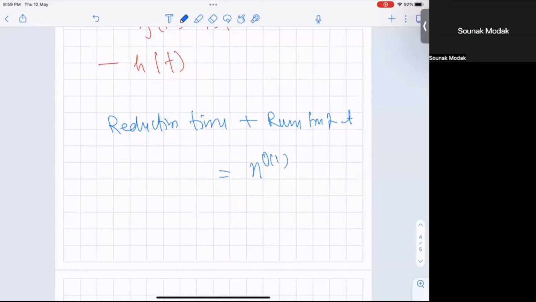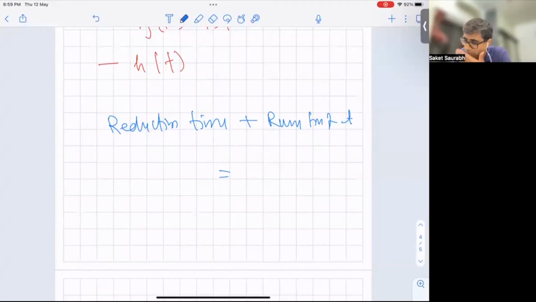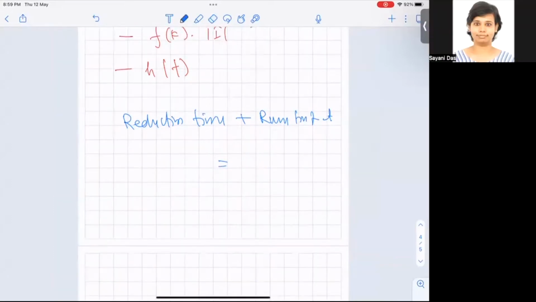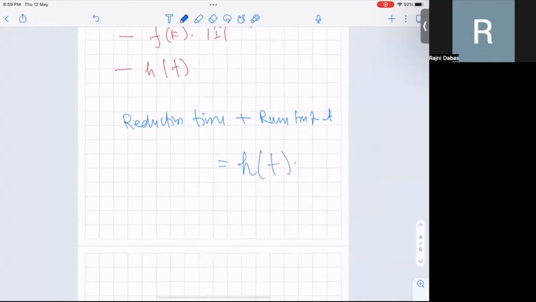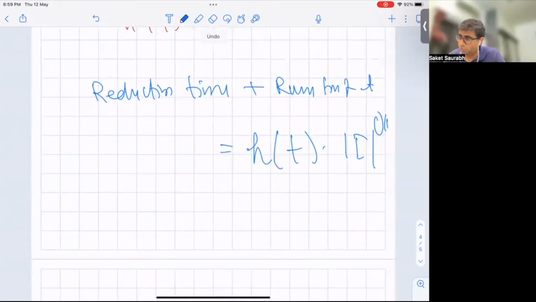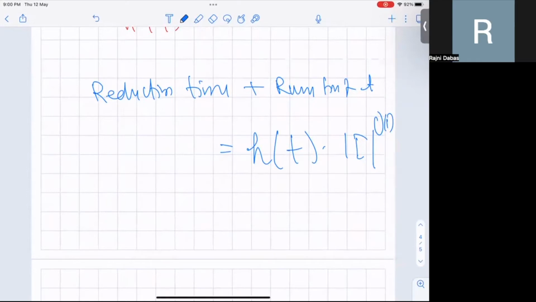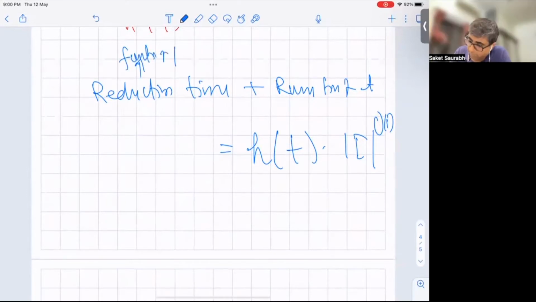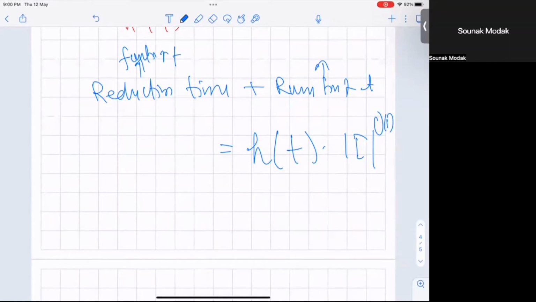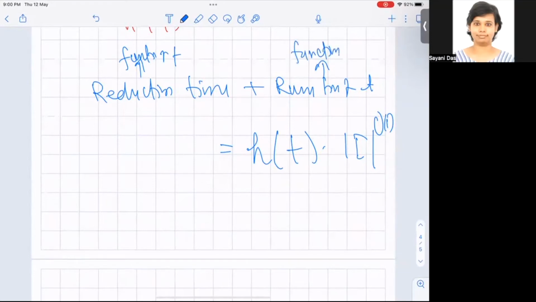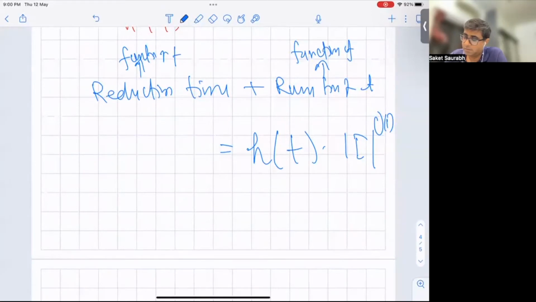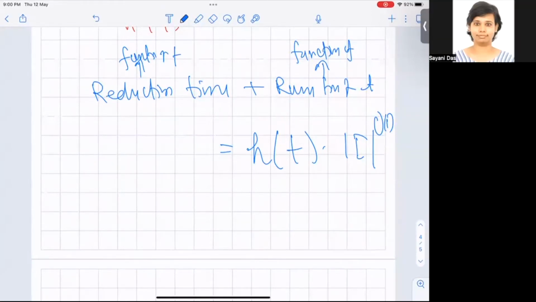Is that fine? Okay. Now let's import the same idea. Now suppose this should be some function of what? Some function of t. So what should the reduction time be bounded by? Some function of t. And the running time of A? Same? Are you sure? No, the running time is a function of t, multiplied by the n to the power of a constant. Let's not worry about the polynomial part. But it should be a function of k, no?